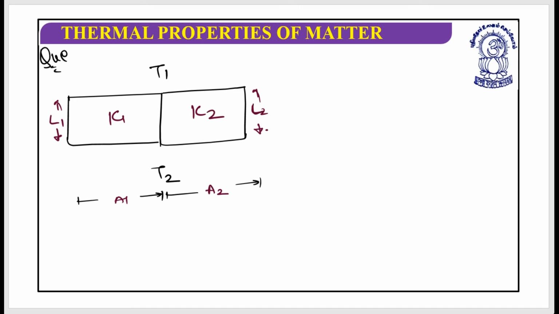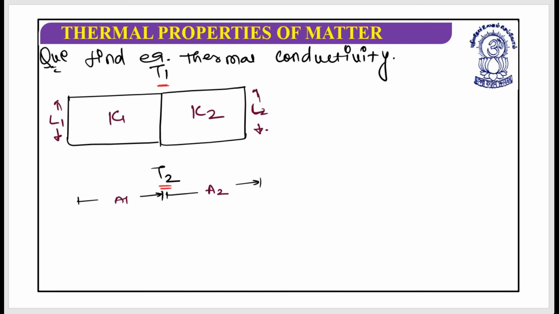Now what you need to do is find the equivalent thermal conductivity. This is the requirement: find the equivalent thermal conductivity of the given slab. How will I do this? First tell me, are these two slabs in series or in parallel? Yes, these two are in parallel.